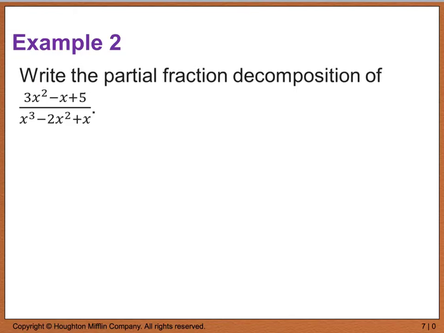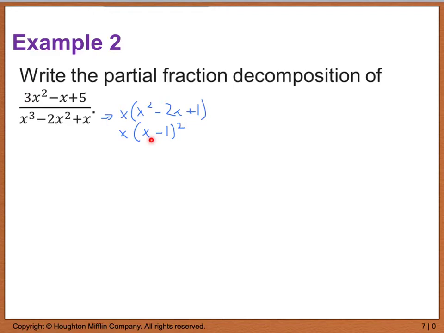So again, the first thing we're going to do is check and make sure this has a lower degree than the denominator here. So I don't have to divide, but I do have to factor that denominator. Factoring my denominator gives me x times x squared minus 2x plus 1. And I can actually break that up into x times x minus 1 times another x minus 1, or x minus 1 squared. Well, when you look at your factors, this is a linear factor, this is a linear factor.